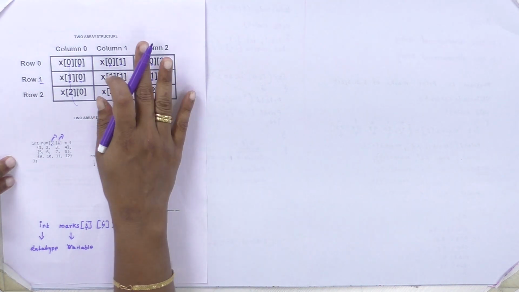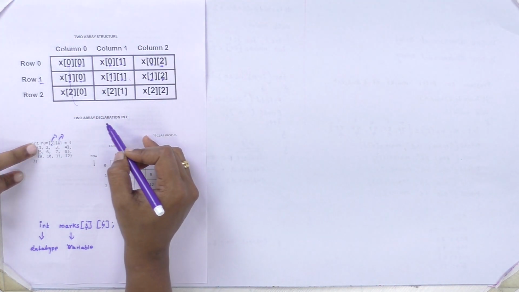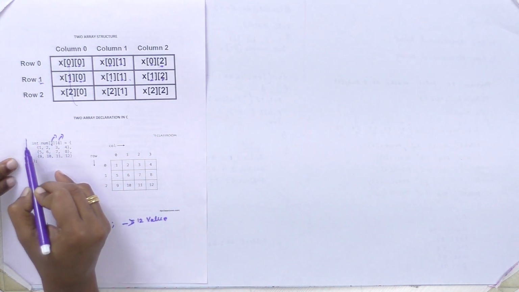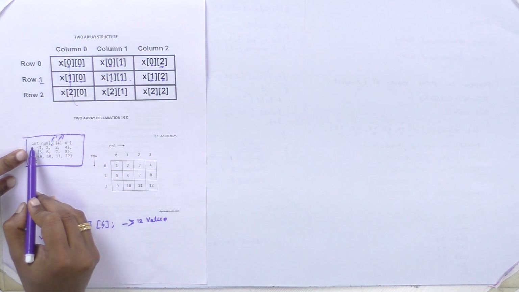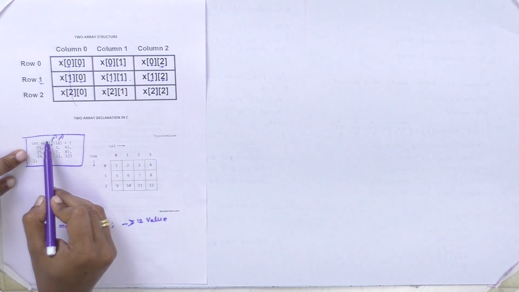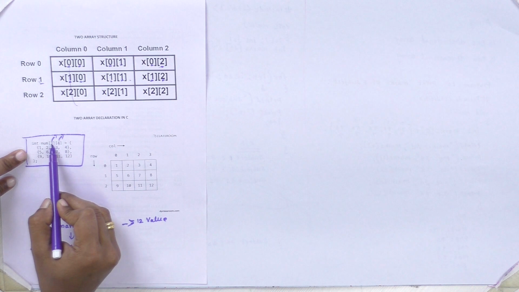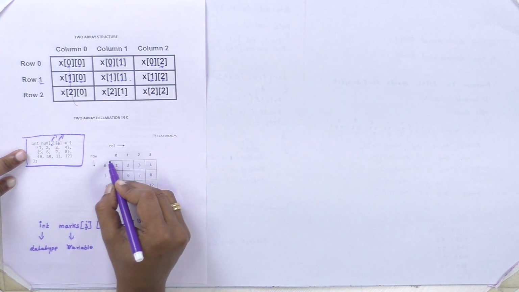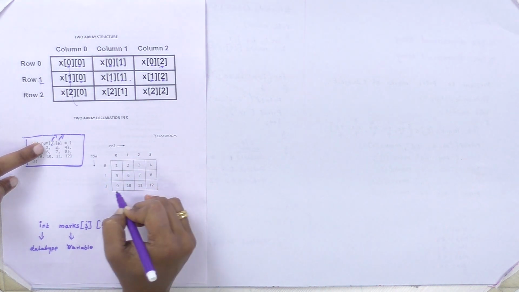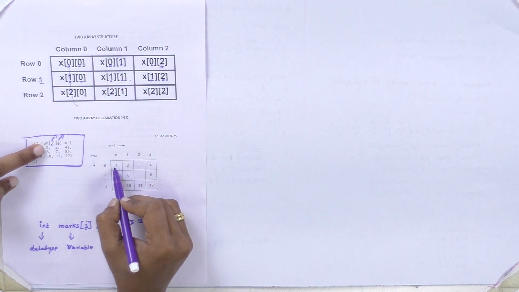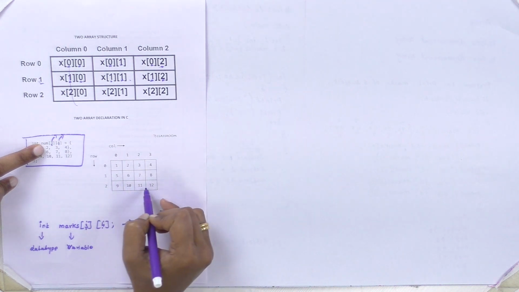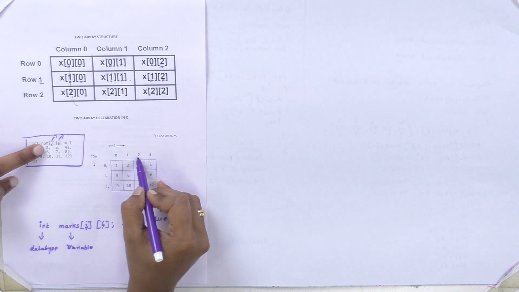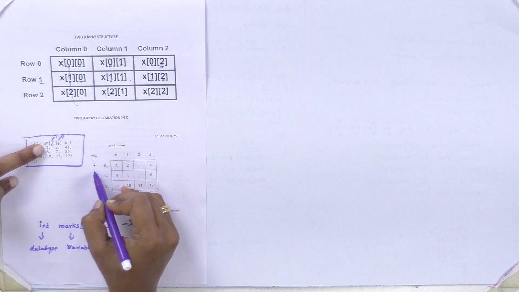So let me declare an array. Take this example: int num of 3 of 4. Here num is a variable which holds 12 values, because 3 into 4 is 12 values. So our array structure will be like that: 3 rows and 4 columns. So it starts from 0 1 2, and 0 1 2 3. This represents column, this represents row.